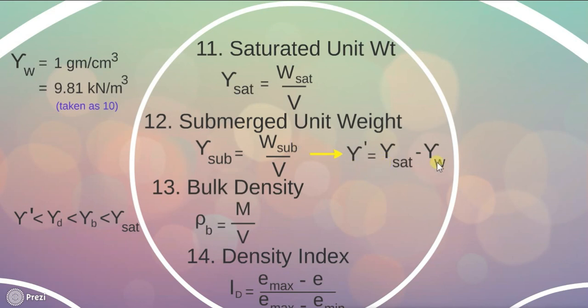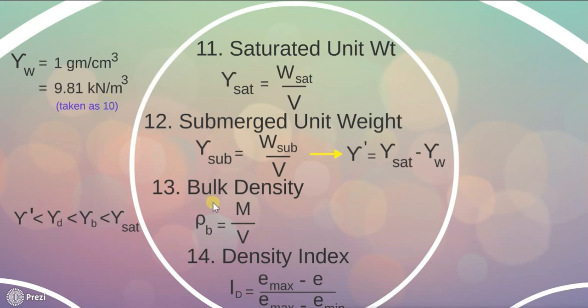Now this means saturated unit weight minus unit weight of water will give you submerged unit weight. Now question is, what is unit weight of water? Unit weight of water is taken as 1 gram per centimeter cube or 9.81 kilonewton per meter cube. Generally in books they take 10 instead of 9.81 for the ease of calculation.